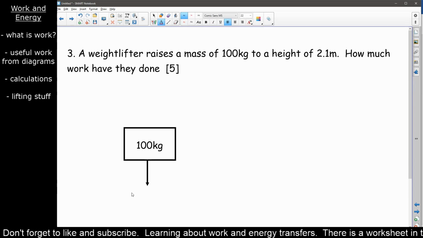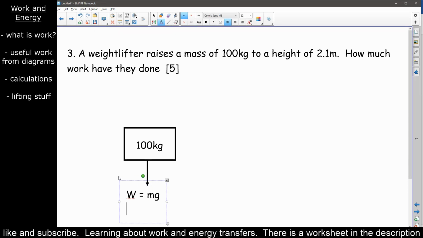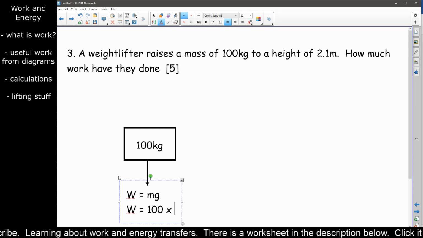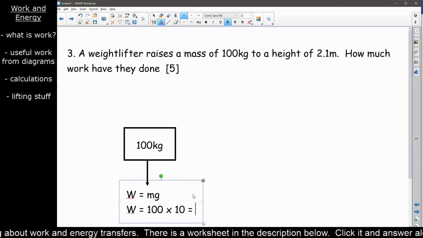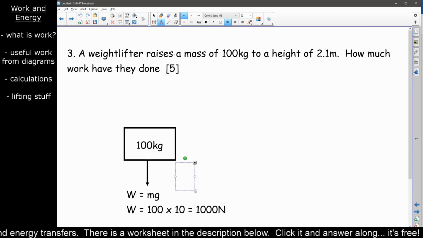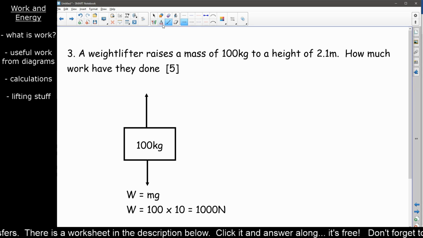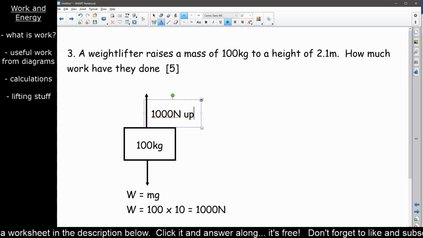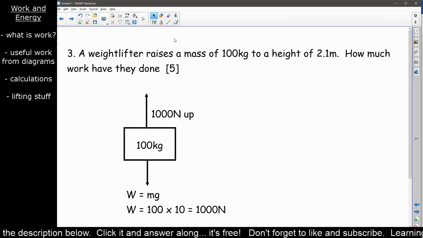And we use the weight equation, that W equals mg. Weight is mass times the force of gravity. So the weight equals 100 times 10 on planet Earth, because the force of gravity on planet Earth is 10 newtons per kilogram, equals 1,000 newtons. So we've got 1,000 newtons acting downwards, so that means we're going to have to provide an upward force of 1,000 newtons as well. So we have 1,000 newtons upwards. Alright, so now we've got our force.